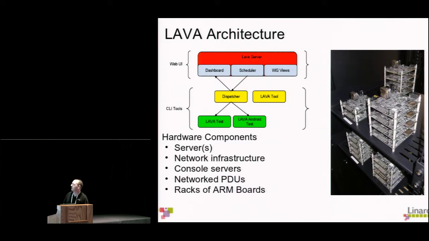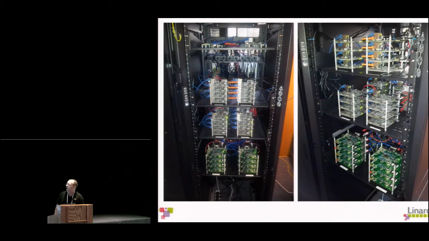Visually, it looks like that. We've got stacks of these boards. This is a picture of a couple of our racks. We currently have 3 racks with an assortment of different boards from our member organizations, PDUs, servers, other infrastructure components, like I mentioned. As you can see, we get pretty decent density by stacking the boards. We could do a lot better, actually.